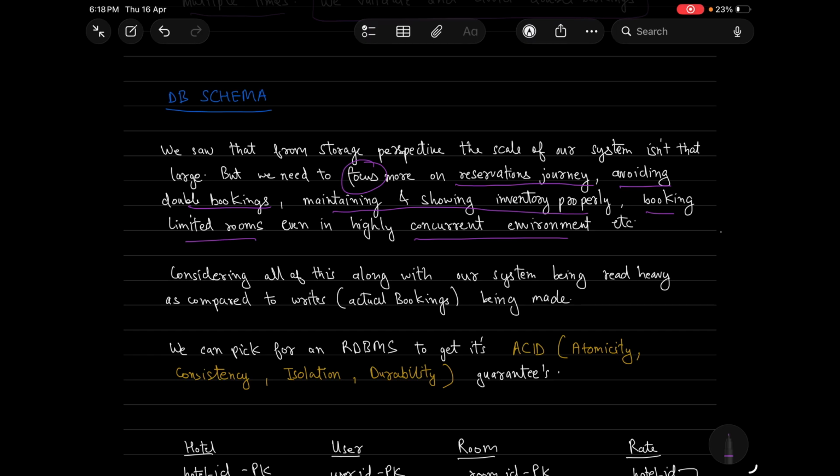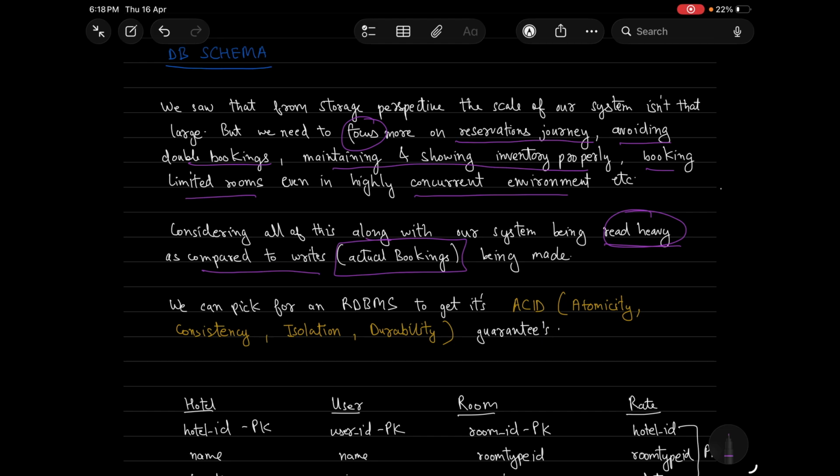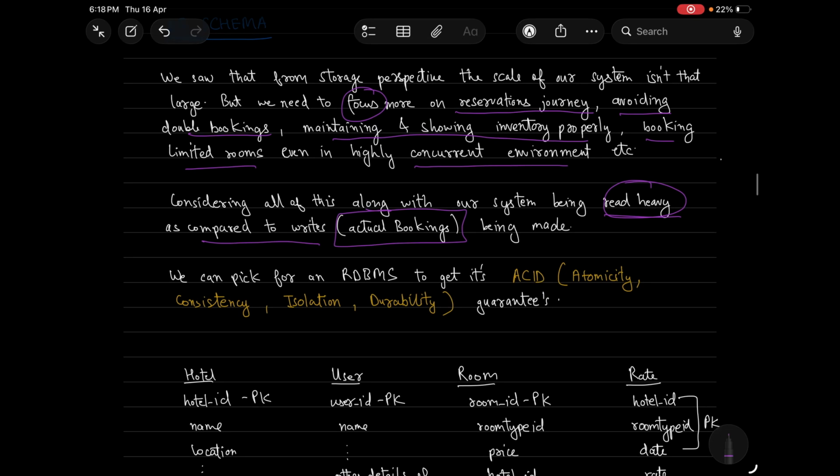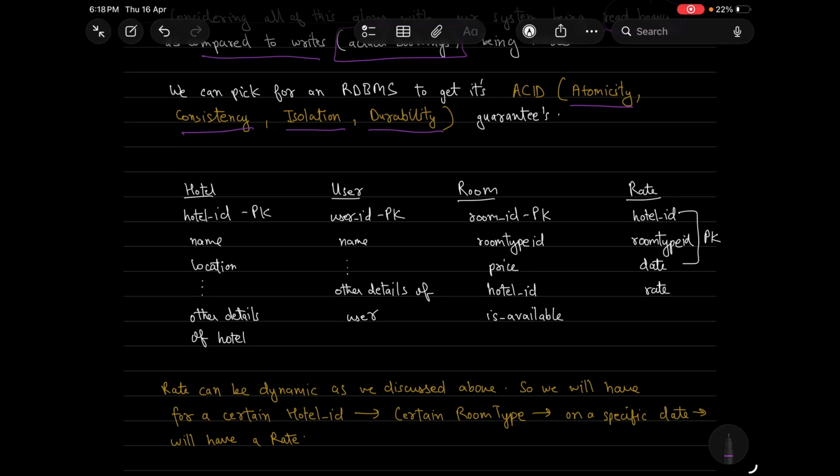Considering all of this, our system is read heavy as compared to writes, where a write is making an actual booking, and reads are users browsing across a lot of hotels and then their rooms. As we saw in the back of envelope estimations, 3 reservations per second were actual bookings being made, and 300 requests per second were coming for the browsing stuff. So a read heavy system as compared to writes. We can pick an RDBMS to get its ACID guarantees, which is atomicity, consistency, isolation, and durability. So let's see the DB schema.